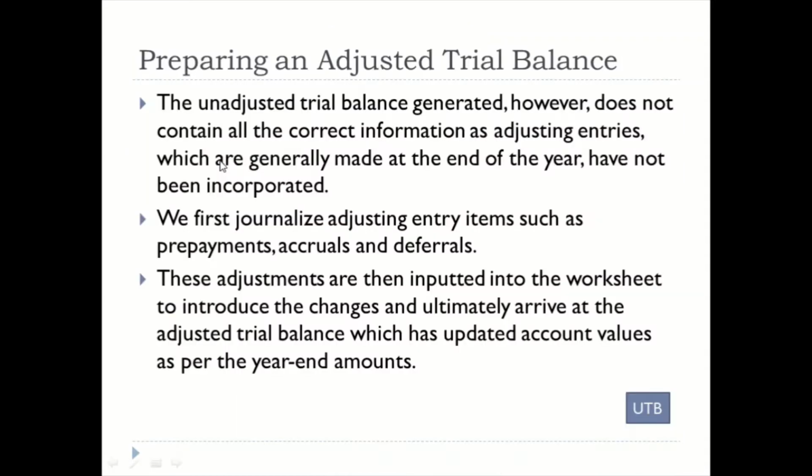So, let's go back. When we say unadjusted trial balance, this is being generated from whatever has been computed from our ledger. However, it does not contain all the correct information, as adjusting entries, which are generally made at the end of the year, have not been incorporated just yet. So, what we do is we take up those adjustments, and then we journalize these adjusting entries like the prepayments, the accruals, and the deferrals.